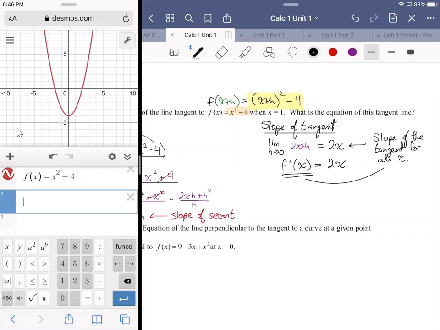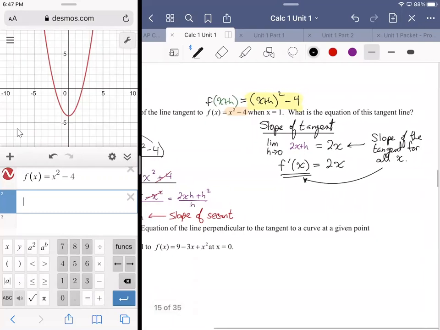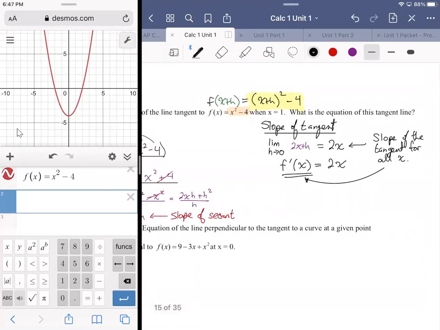There's also another type of notation. We could use dy over dx, but I haven't really explained any of that form of notation yet, so I'd probably shy away from that at this point. So f prime of x represents the slope of the tangent for all values of x. That slope of the tangent is also known as a derivative.